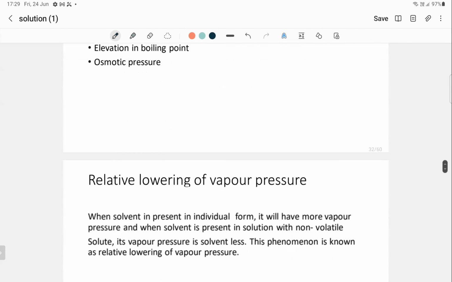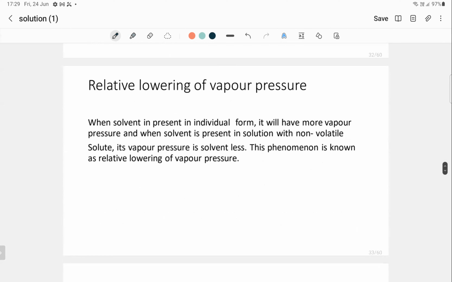Okay. Relative lowering of vapor pressure. First, colligative properties. See, very, very important. All the colligative properties are very, very important, especially the numericals. Already I have said this relative lowering of vapor pressure in your earlier class. Now I'm just brushing up.